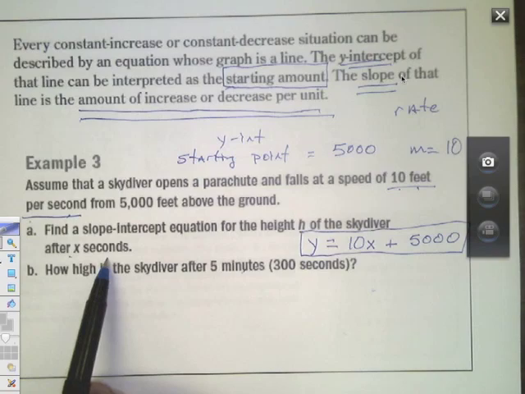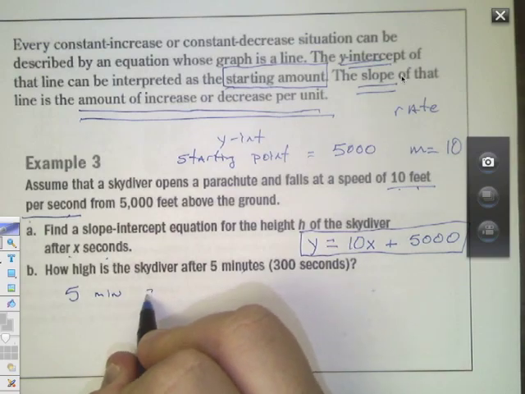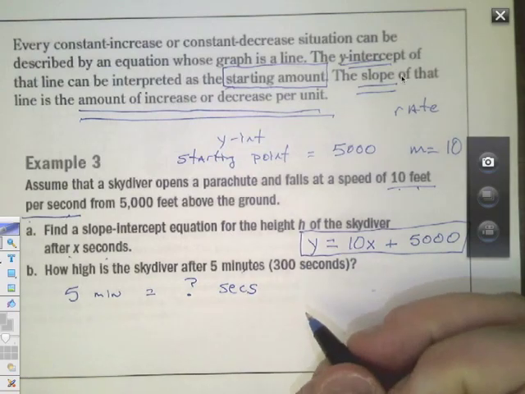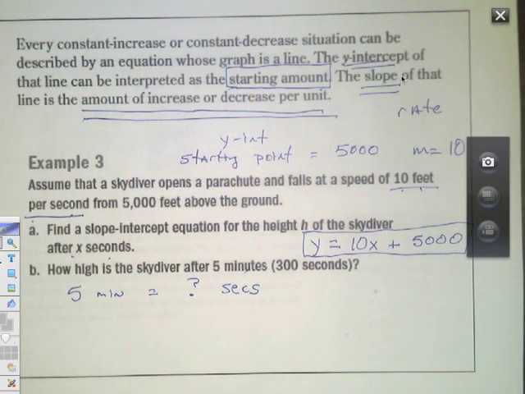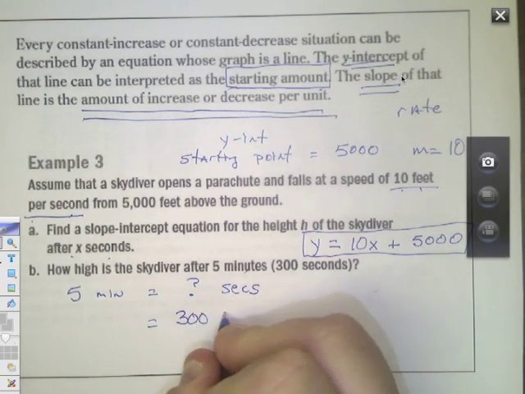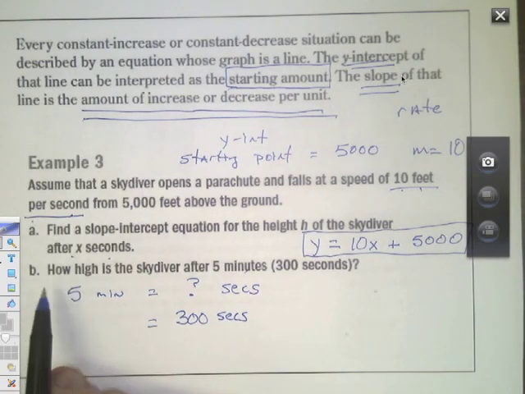B says, how high is the skydiver after 5 minutes? Well, we have an equation in terms of seconds. So the first thing we need to do is figure out, 5 minutes is equal to how many seconds? Well, we all know there are 60 seconds in 1 minute. So 60 seconds times 5 minutes is 300 seconds.